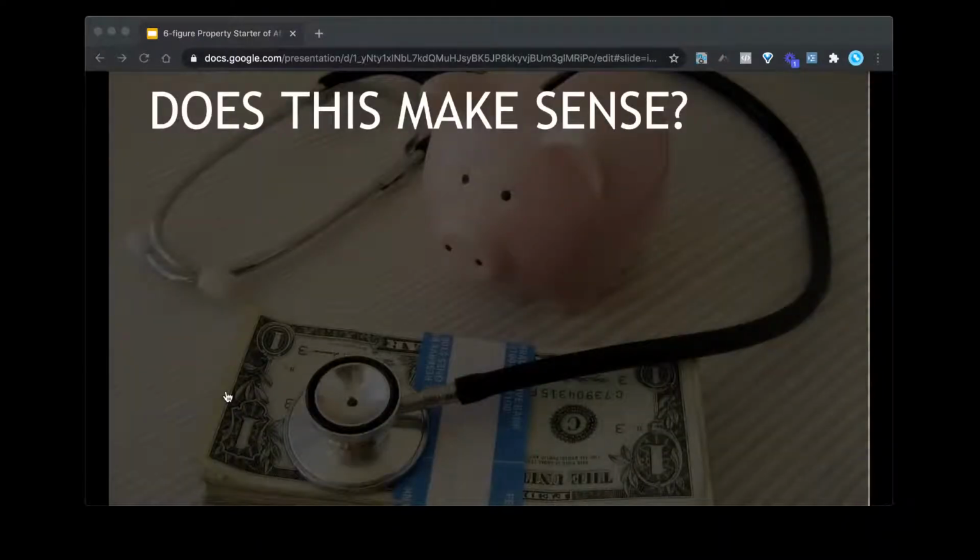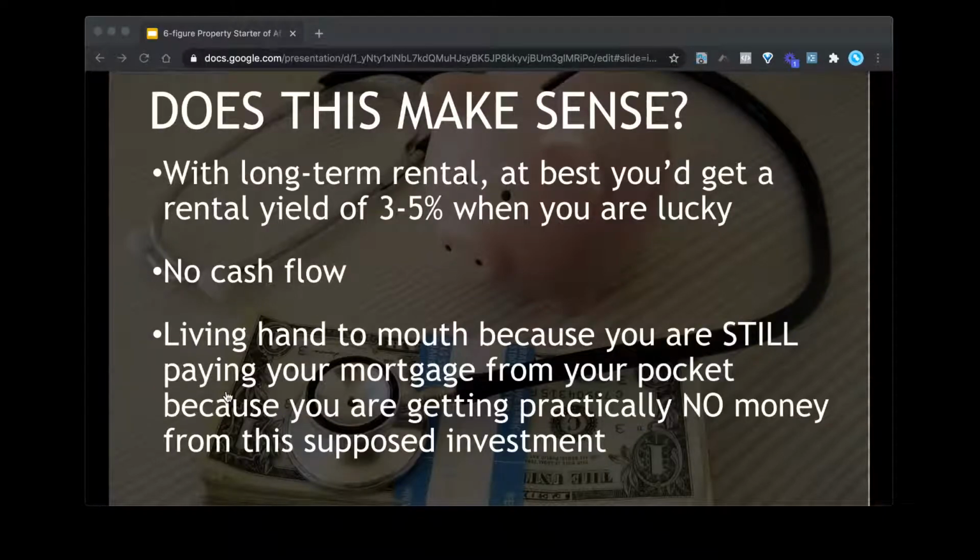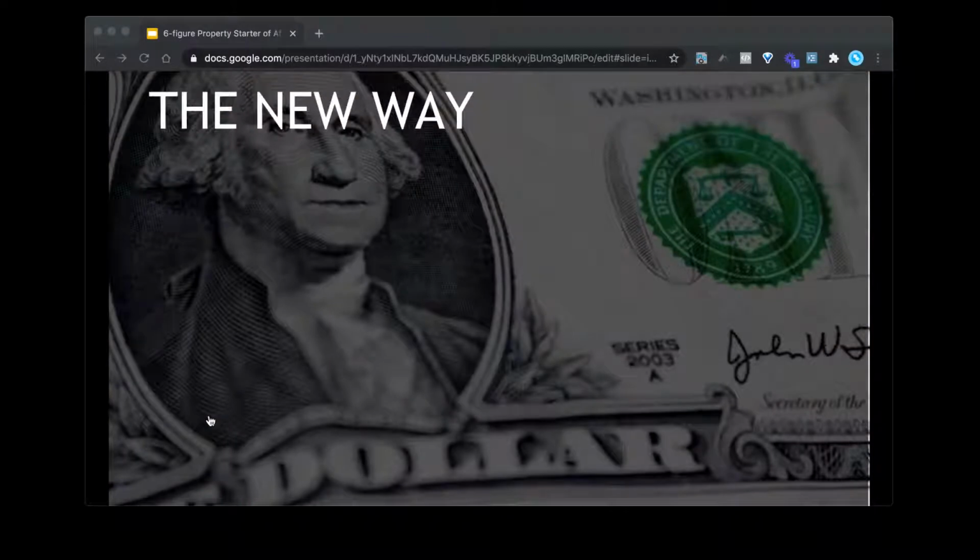And really, ultimately, what it looks like with long-term rental, when you calculate it, at best you'd get a rental yield of 3.5%, if you're lucky. You definitely do not get cash flow. You actually have negative cash flow in most cases. And then you're also living hand to mouth, because you're still paying off your mortgage from your pocket. You're getting practically no money from this supposed investment, okay?